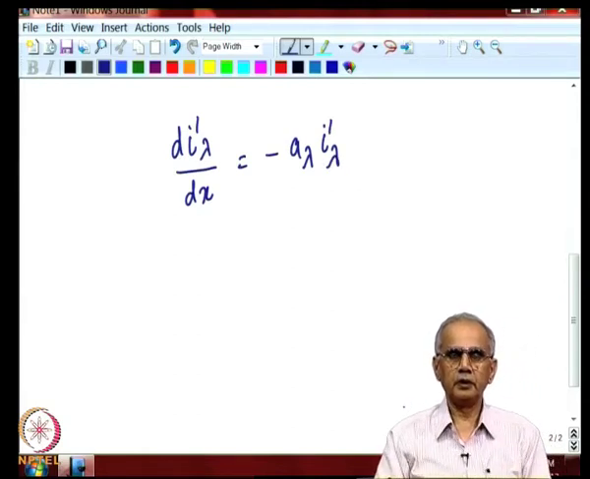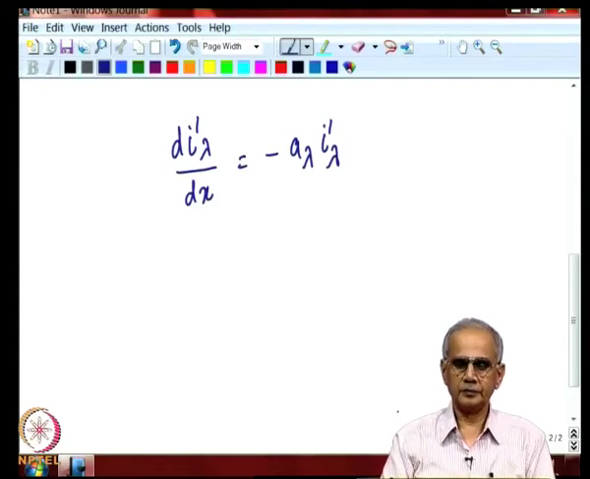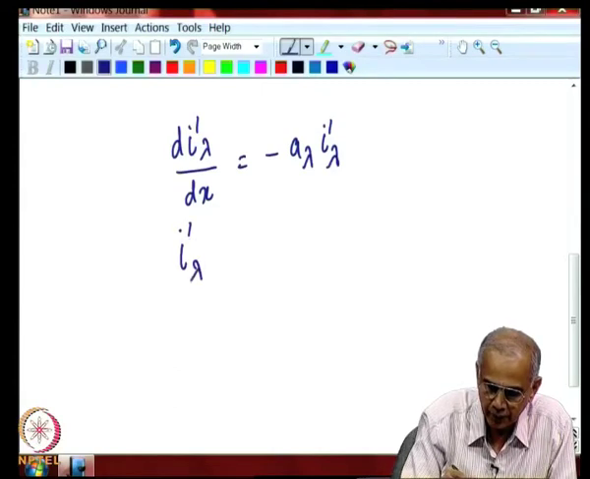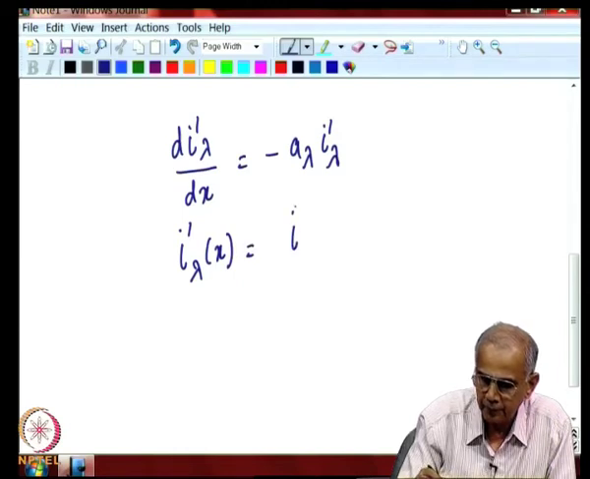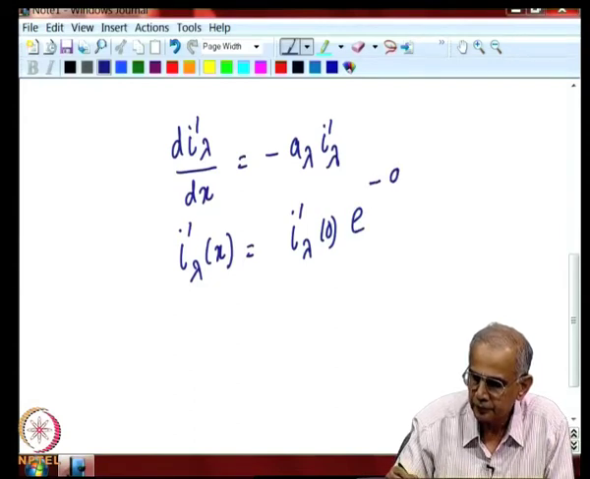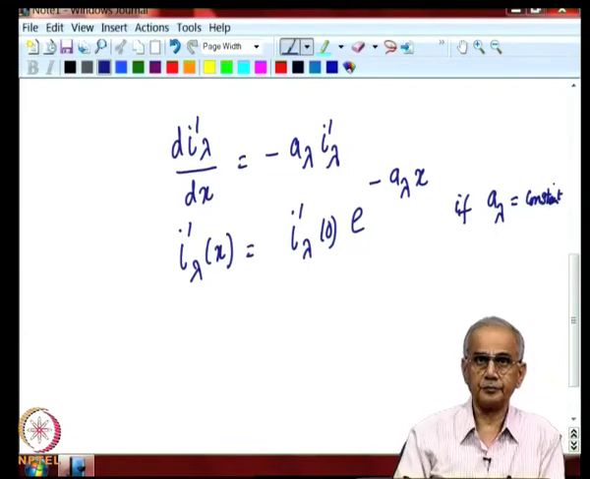This is a simple first order differential equation, and all of you can solve it, and the solution will say that I prime lambda at any x is equal to I prime lambda at the origin times e to the power of minus a lambda x, if a lambda is a constant, if a lambda is not varying along the x.